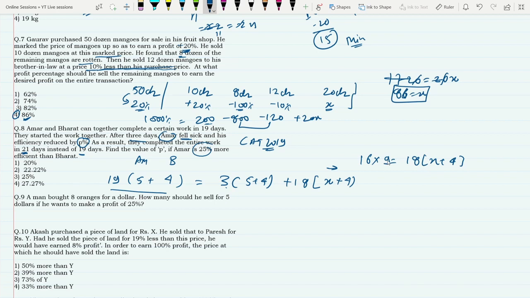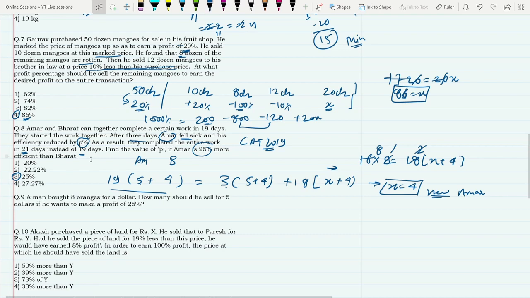Cancel whatever is possible for you. Cancel 1, cancel twice, cancel 8 times. When you rearrange, what you have is X is equal to 4. The new speed for Amar is 4. Original speed was 5. What is the P percent decline? P percent decline is 25%. Speed of Amar has declined by 25% to match the overall 21 days criteria.